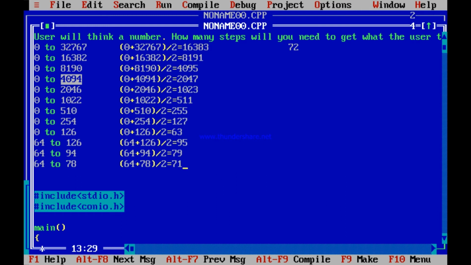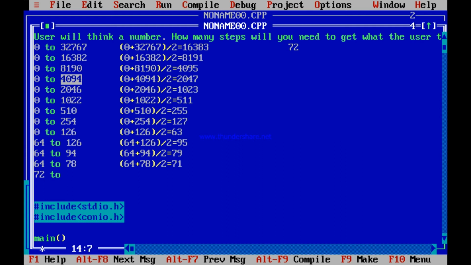78 plus 64 is 142, divided by 2 is 71. Now you ask 71, lesser than that, greater than that. User had guessed 72, so user will say greater than that, greater than 71. So now you know that your range is 72 on the lower side. It cannot be less than 72, because user has said it is more than 71. So the minimum number possible is 72. So 72 to 78 is your range, and you guess between that, 72 plus 78 by 2.